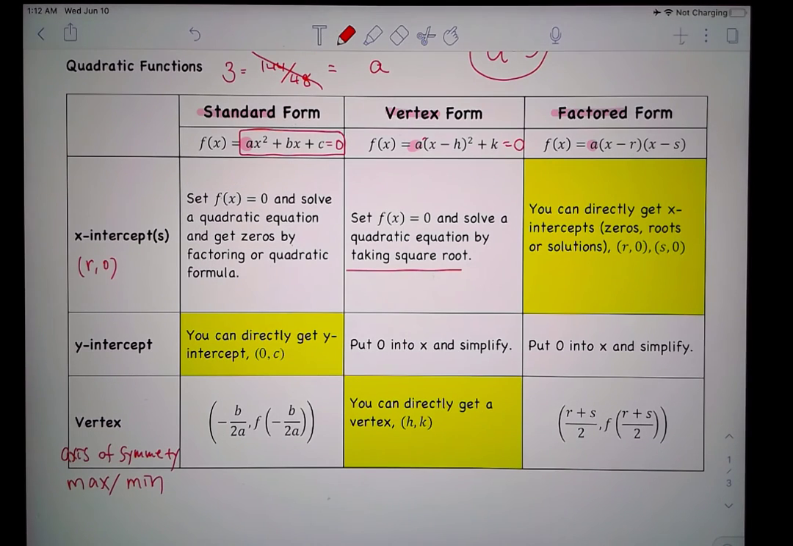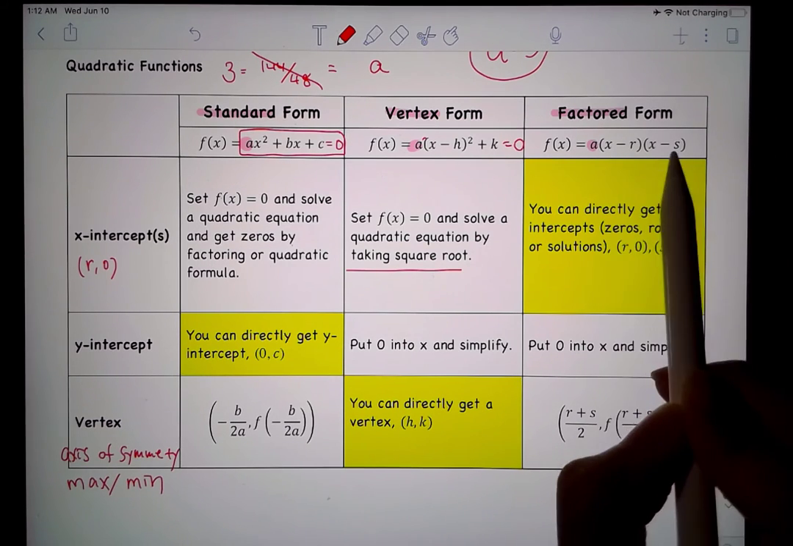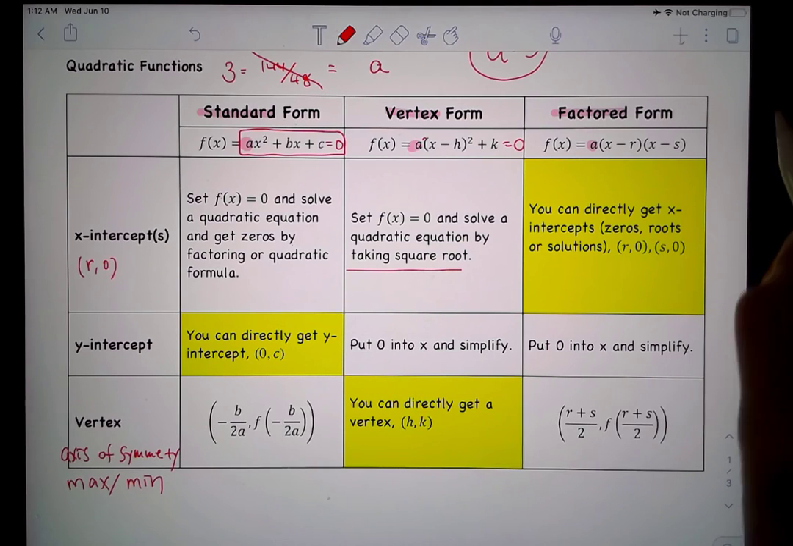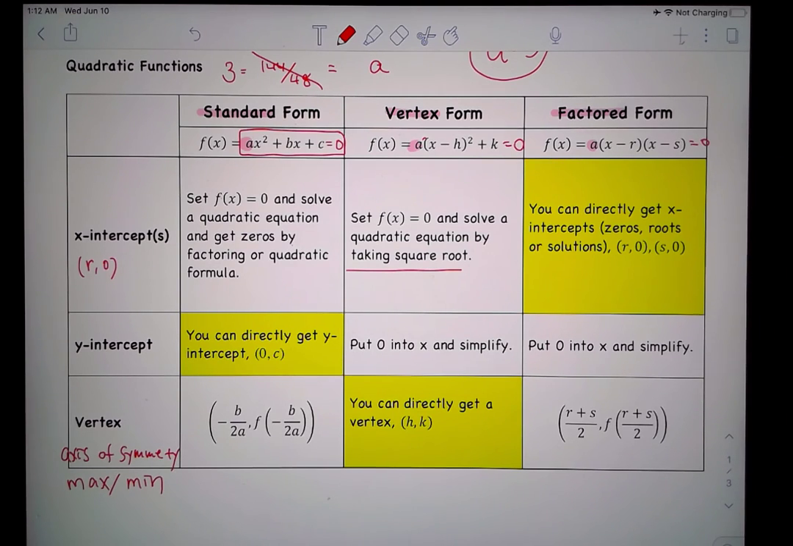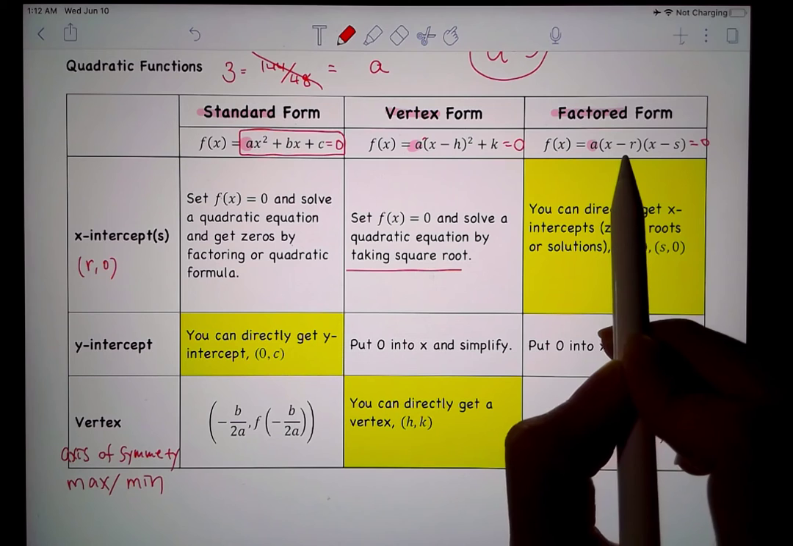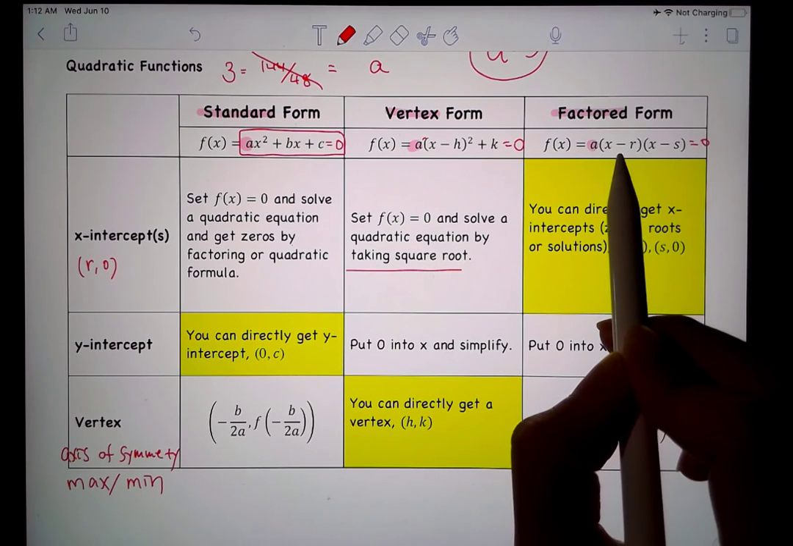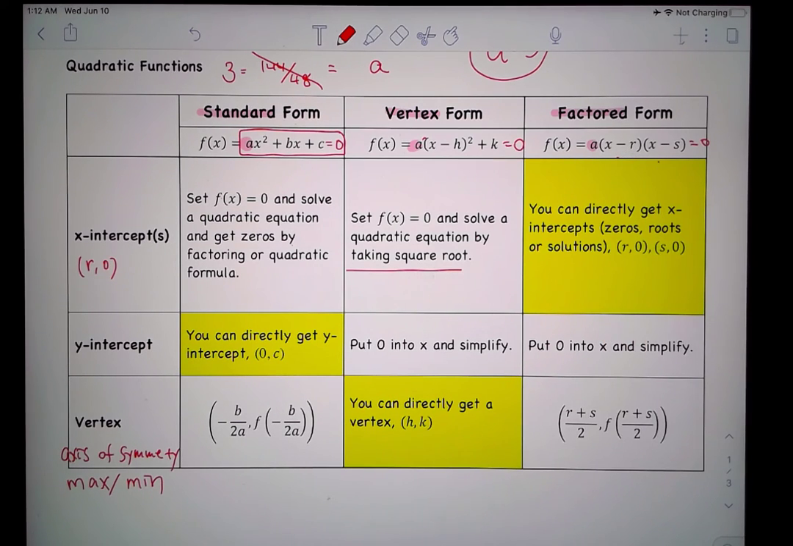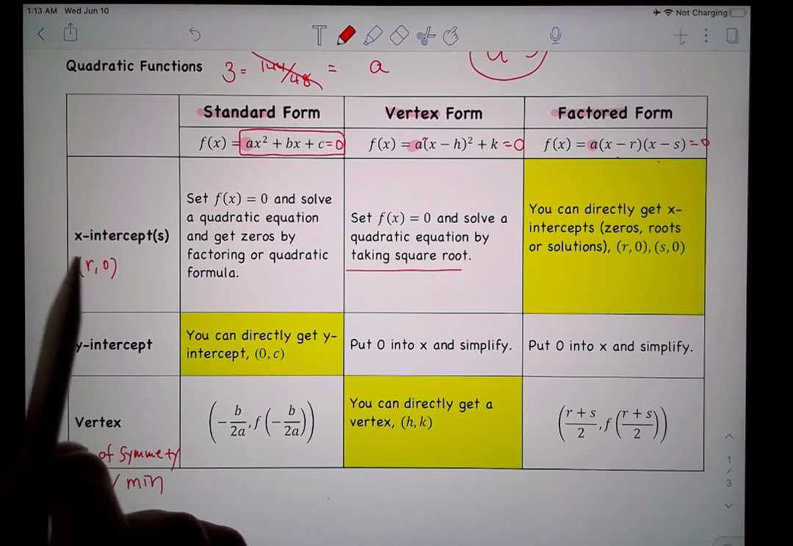And factored form. When you get factored form, you don't have to do anything. You just set it to 0, but it's already factored, so you can just change the sign. So (r, 0), (s, 0). Then you will get your x-intercepts. So that was about x-intercepts.